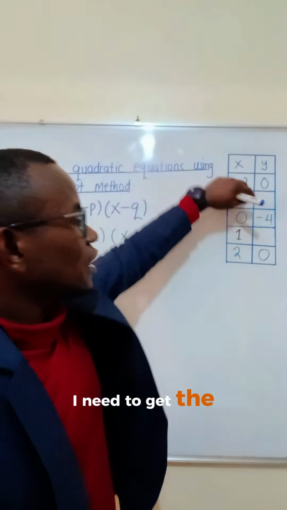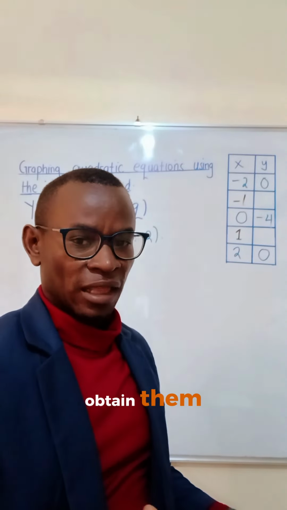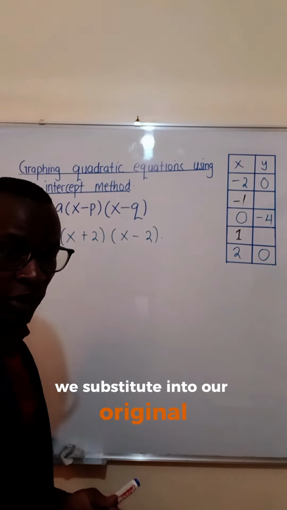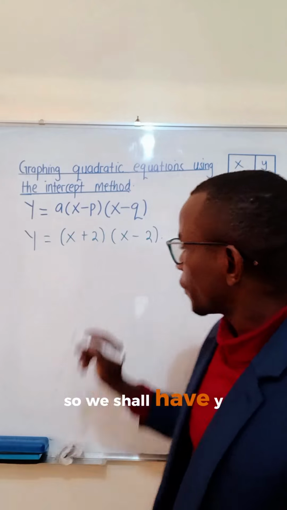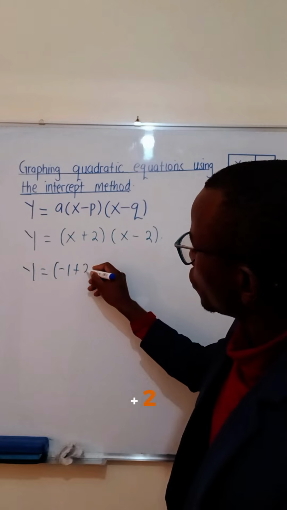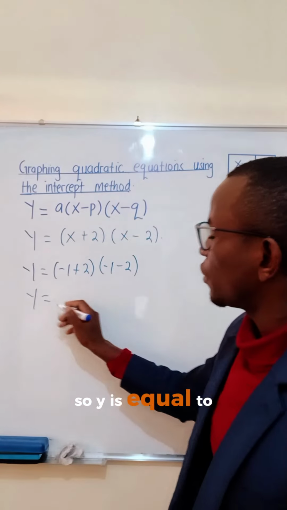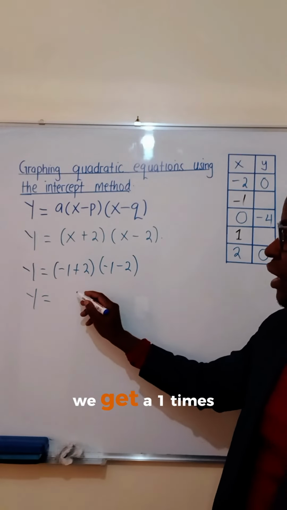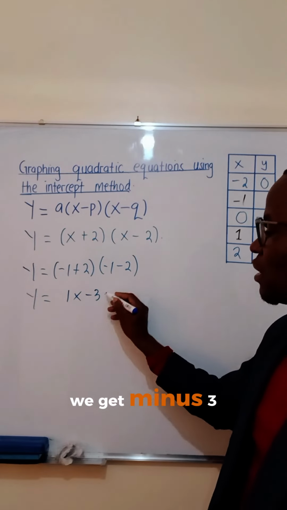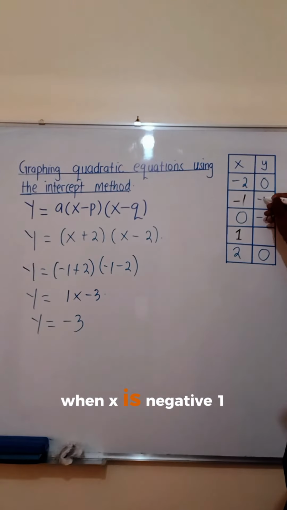Now, I need to get the value of y when x is equal to negative 1. How are we going to obtain it? We substitute this negative 1 into our original equation. So we shall have y being equal to (negative 1 plus 2)(negative 1 minus 2). So y is equal to negative 1 plus 2, we get 1, times negative 1 minus 2, we get minus 3. This implies that y is equal to negative 3 when x is negative 1.